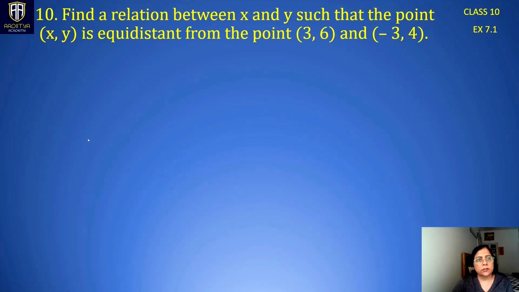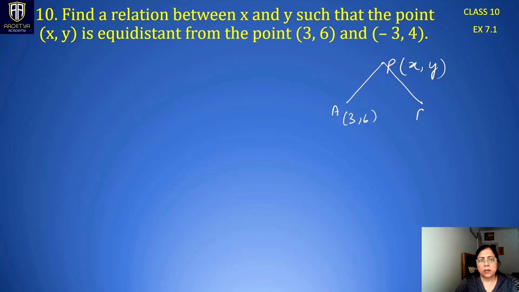Now the last question for this exercise is, find a relation between x and y such that the point xy is equidistant from the point 3, 6 and minus 3, 4. This is also a similar kind of question. Let P be xy. The coordinates of P be xy, and this point is equidistant from the point, let's say A, which is 3, 6, and B, which is minus 3, 4.